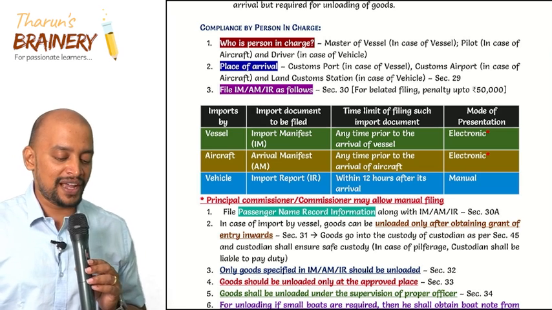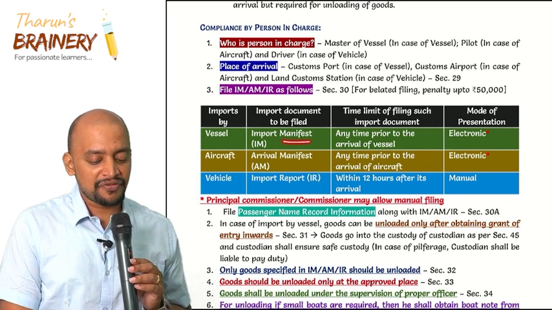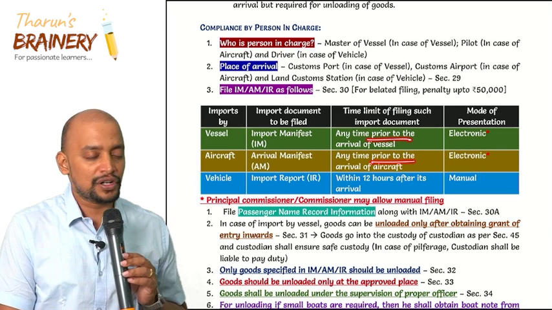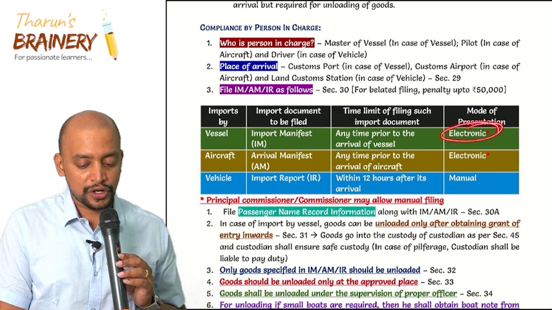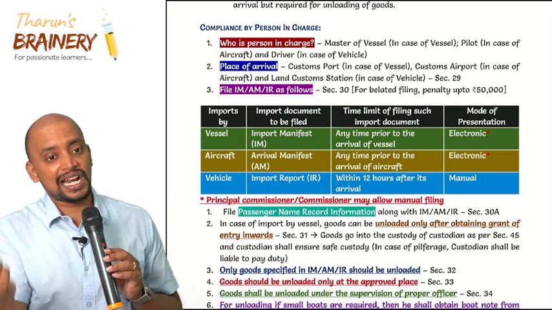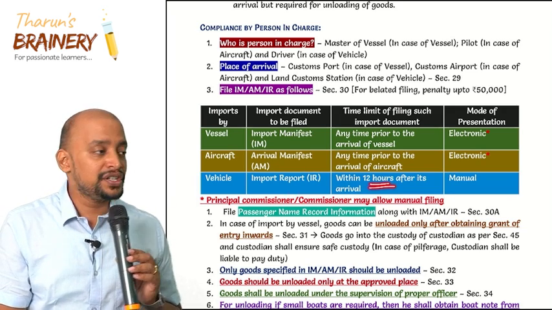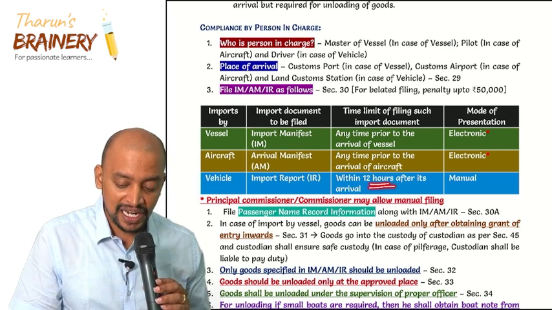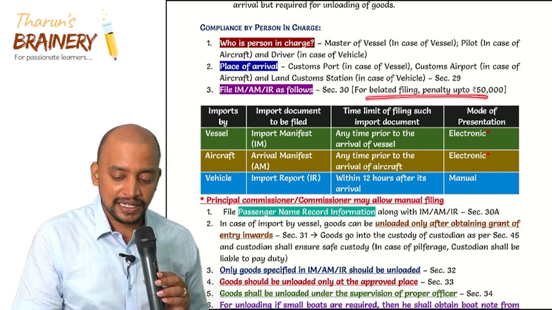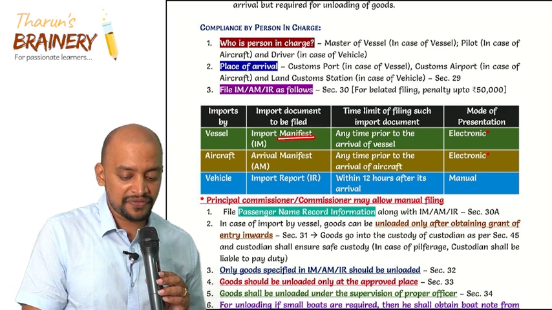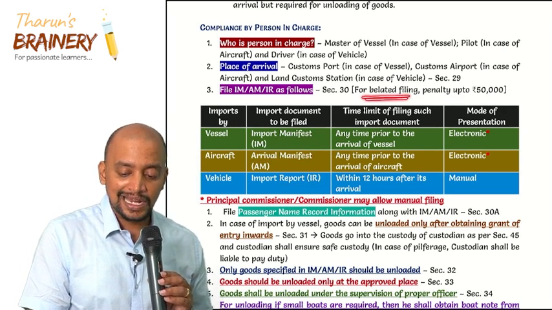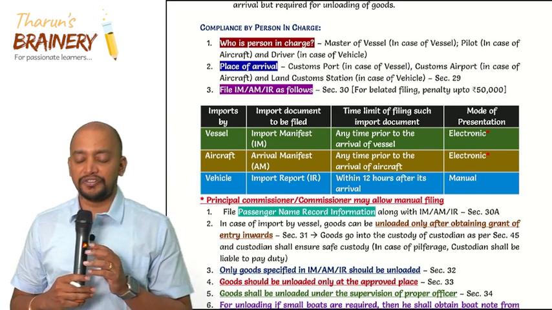When is it to be filed? In case of import manifest and arrival manifest, that should be filed electronically before the arrival of the vessel or aircraft, whereas import report will be filed after arrival within 12 hours. Within 12 hours after arrival they will be filing, and that will be manual. Suppose if they file late, either import manifest or arrival manifest or import report, there will be a penalty up to 50,000.